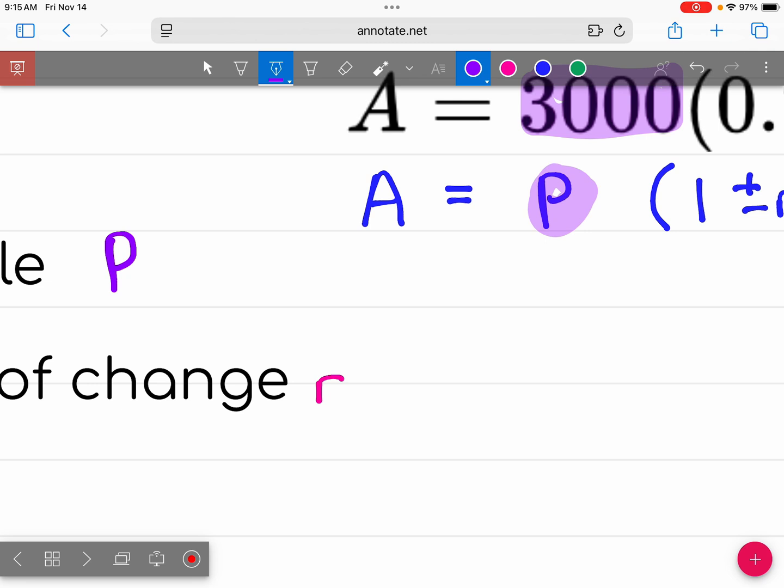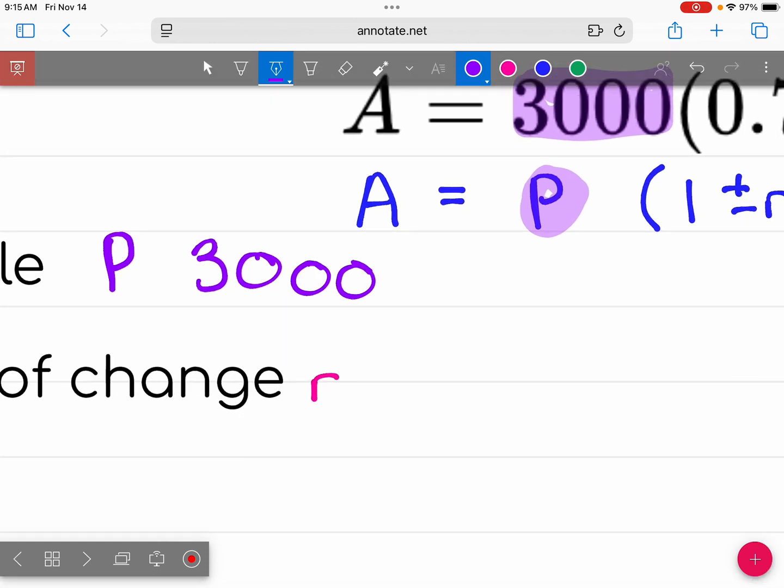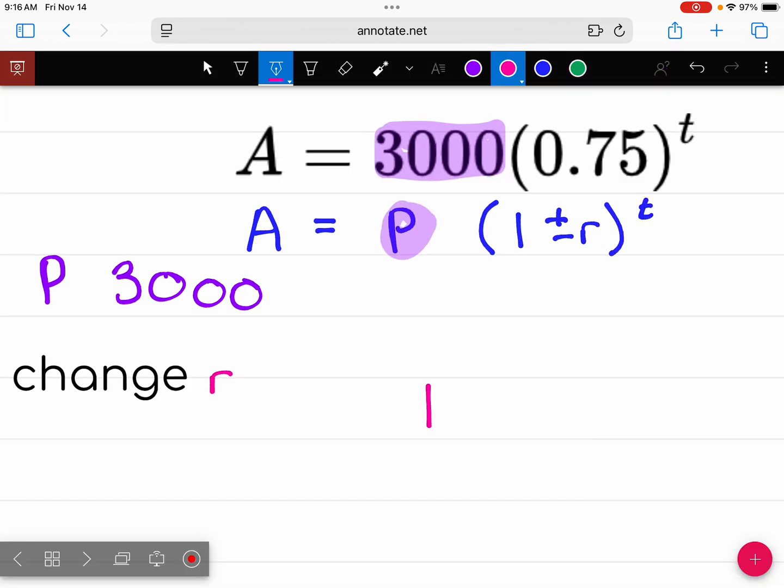Okay, so we know our principal is that 3,000. What's our rate going to be? It's coming out of this center piece here. We know that this is going to be a subtraction because it's less than 1. So our rate is going to be set up as 1 minus R equals 0.75. Because that 0.75 is smaller, we can set it up as a subtraction. And here we can solve for R.